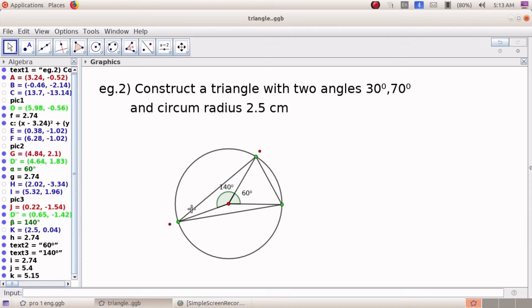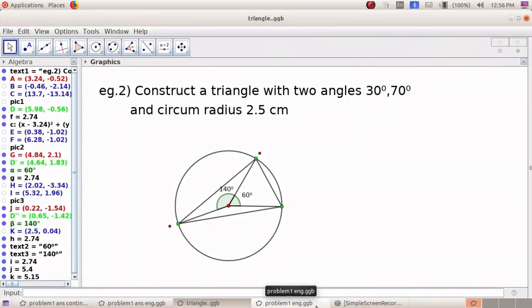Here this arc gets its central angle 140 degree. This angle will be the angle made by the arc at a point of its alternate arc, so this angle will be half of that, that means this will be 70 degree. So we have done all the conditions given in the question. This triangle gets its circumradius 2.5 centimeter and two angles 30 degree and 70 degree. Hence we have done.